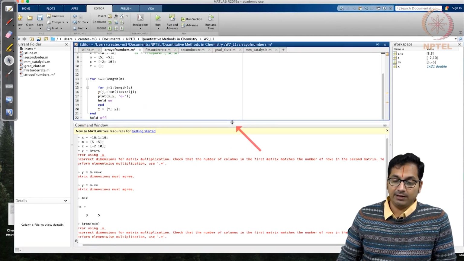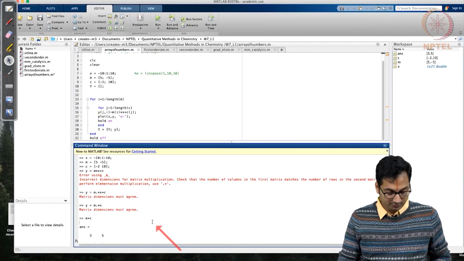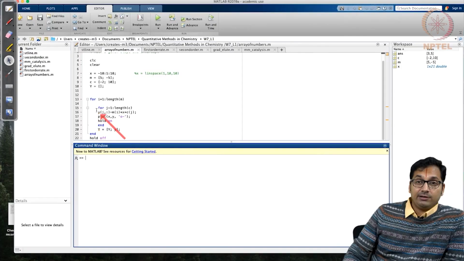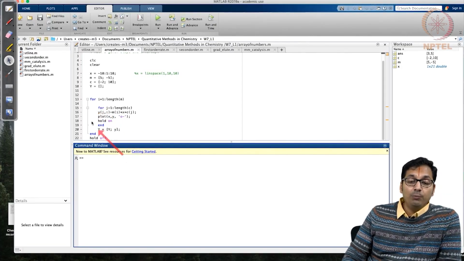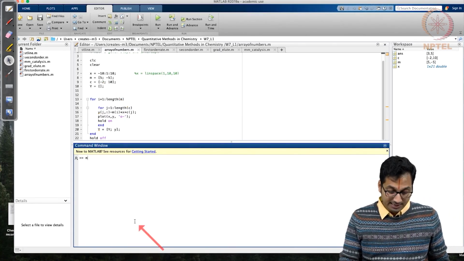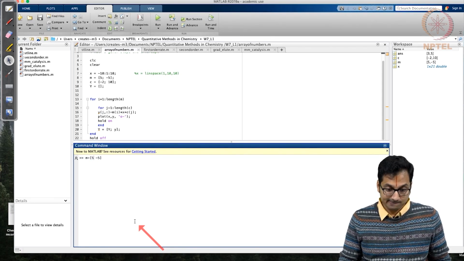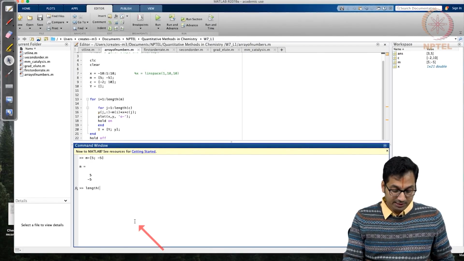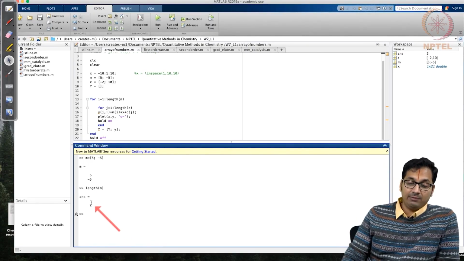And then what we are trying to do here is to loop it across the different lengths of m and c. Meaning that now if you define m as 5 comma minus 5, and then if you ask the query what is the length of m, it says the length of m is 2.